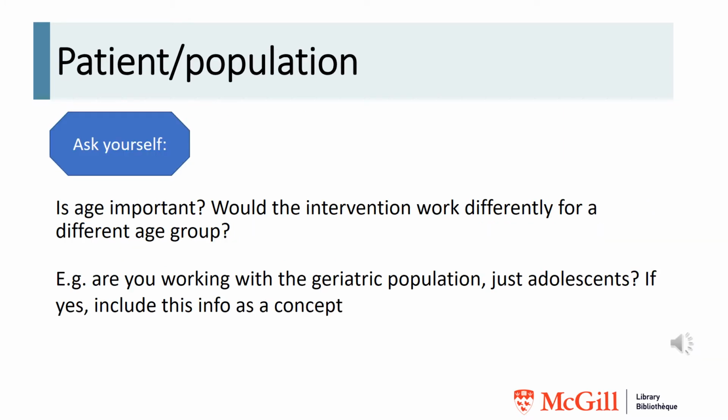So let's look at these elements one at a time. When you're thinking about your patient or your population, ask yourself, is age important? Would the intervention work differently for a different age group? For example, are you working with the geriatric population or just adolescents? If that's the case, then include this information as a concept.